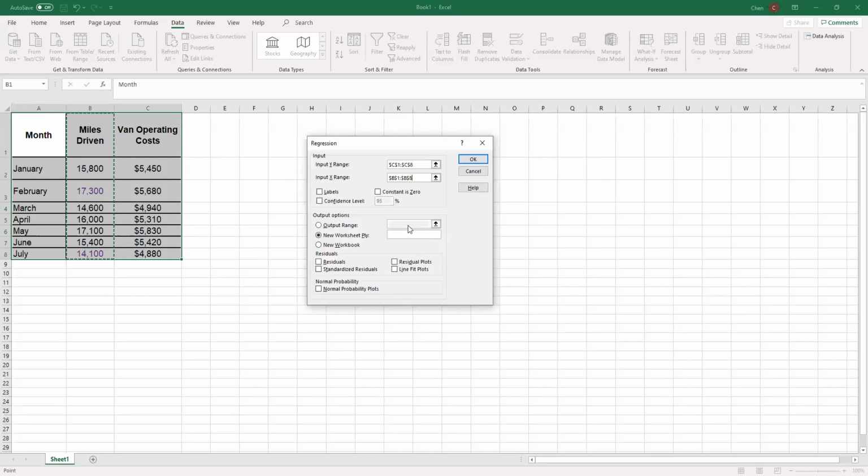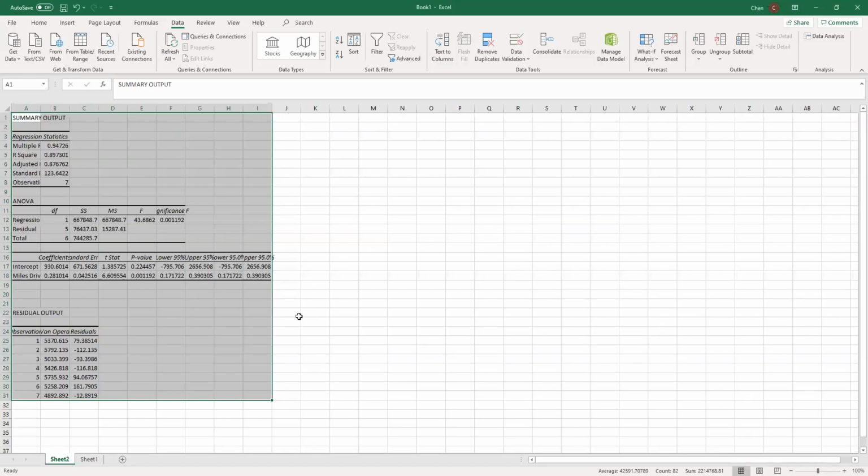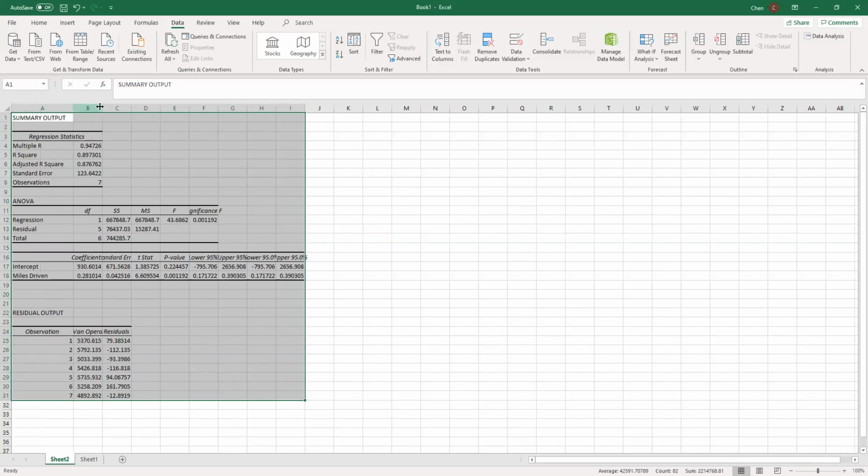You can just choose the column including the title, and then you click labels so that Excel knows that the first line is labels, and they will not include that in your regression. And you can do residuals or not, and confidence level 95%. You can click OK. After you click OK, this is your summary report.